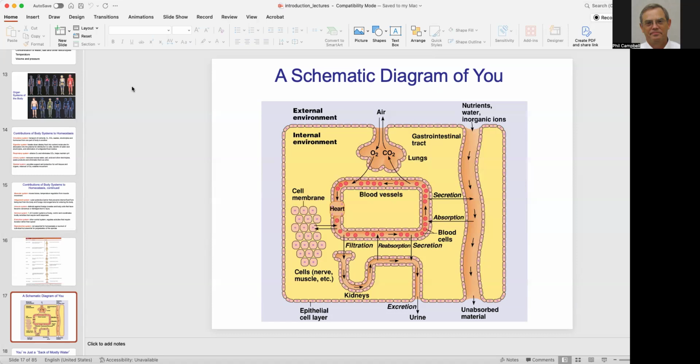So, wait a minute. You say, I ingested, I ate breakfast. It entered my body. No, it didn't. It entered that tubular structure. It has to cross the epithelial layer that defines this gastrointestinal tract before I can say it entered my body. All right? So that's the first concept.